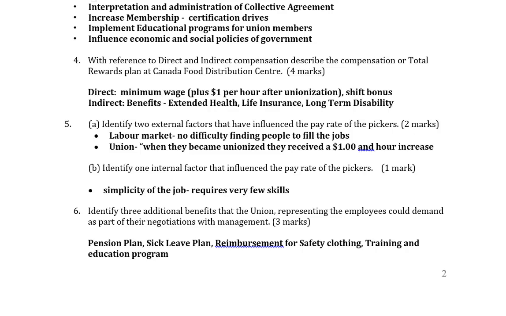So if there's an abundance of people for the work that you need, there's no incentive to pay a lot more, right? Because there's a lot of people that are out there willing to do the job. And then, of course, one external factor would be a union. When the union came in, they received $1 an hour increase. So obviously, unionization is also an external factor that influenced their pay rate.